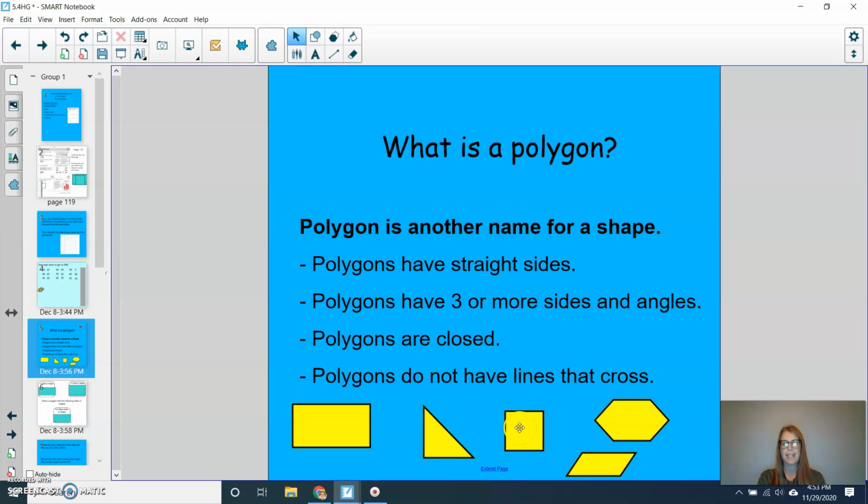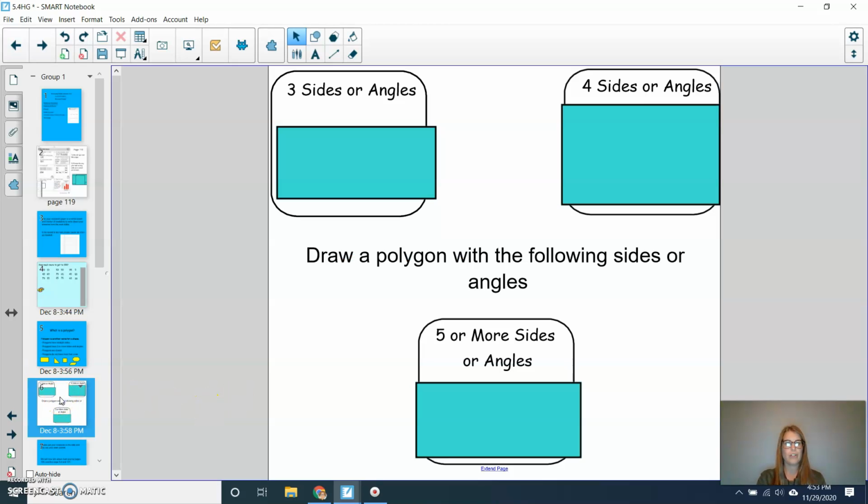These are some examples of some polygons. Now on your whiteboard or in your notebook, I'm going to ask you to draw one polygon for each of these 3 ideas. Can you draw one polygon that has 3 sides and 3 angles, one that has 4 sides and angles, and one that has 5 or more sides or angles? Press pause and then play when you're ready to check.